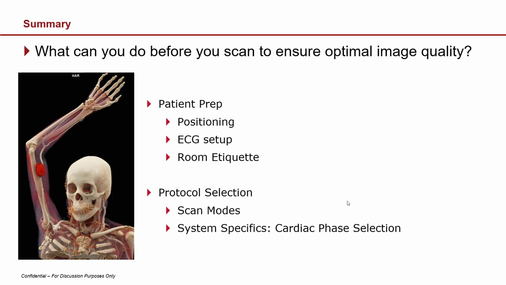So with that, these are essentially things that you can do to ensure optimal image quality before you scan. There are positioning things that you can do with the arms. You can use sponges. Look at how you're setting up your ECGs, making sure that the contrast is warm and that you have proper room etiquette, you're keeping it clean. And then the protocol selection is really important. So choose the right scan mode for the job and the task at hand, and identify what protocol is definitely going to work best for your clinical indication.